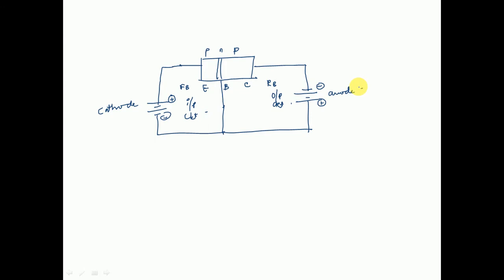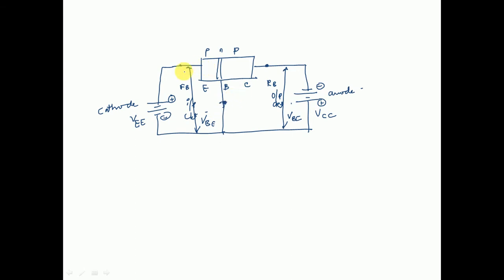Okay. Now let's talk about the naming of the batteries. This particular battery will be called your VEE, and this will be called your VCC. The potential difference between your base and the collector will be called VBC, and the potential difference between your base and the emitter will be called VBE.